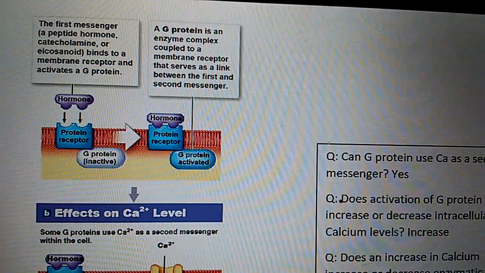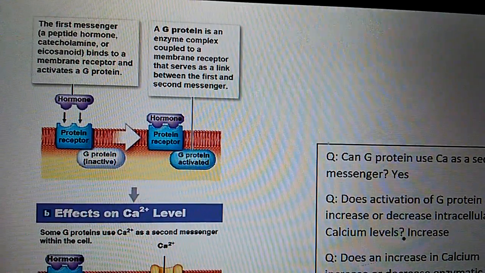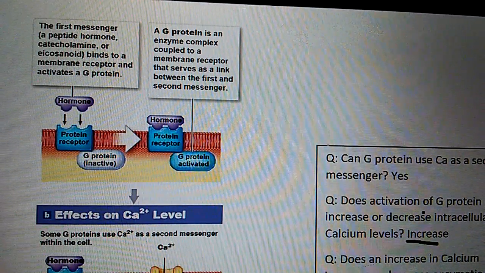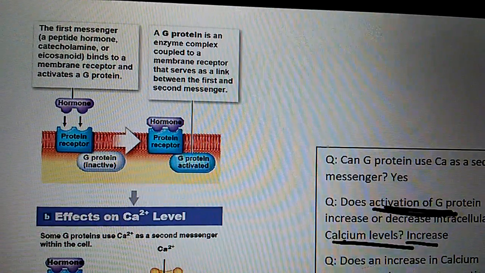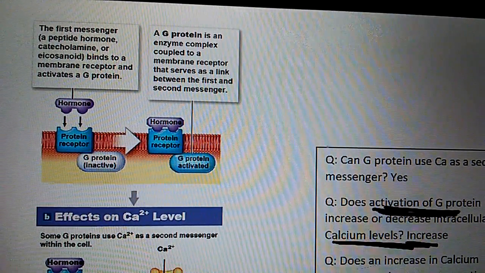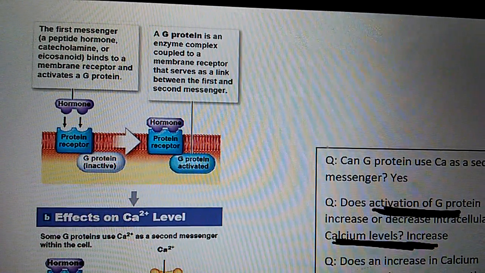Does activation of G protein increase or decrease intracellular levels of calcium? Increases. Okay? So activation of G protein increases calcium. What causes an increase of calcium? Activation of G protein.